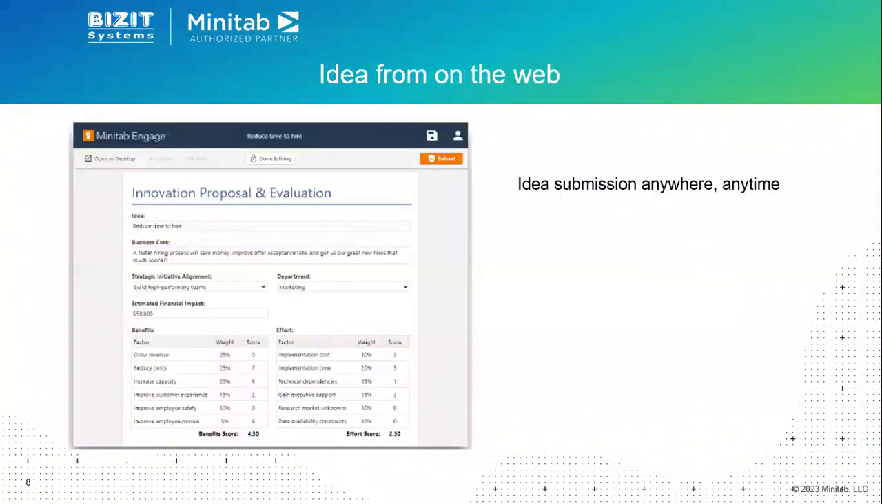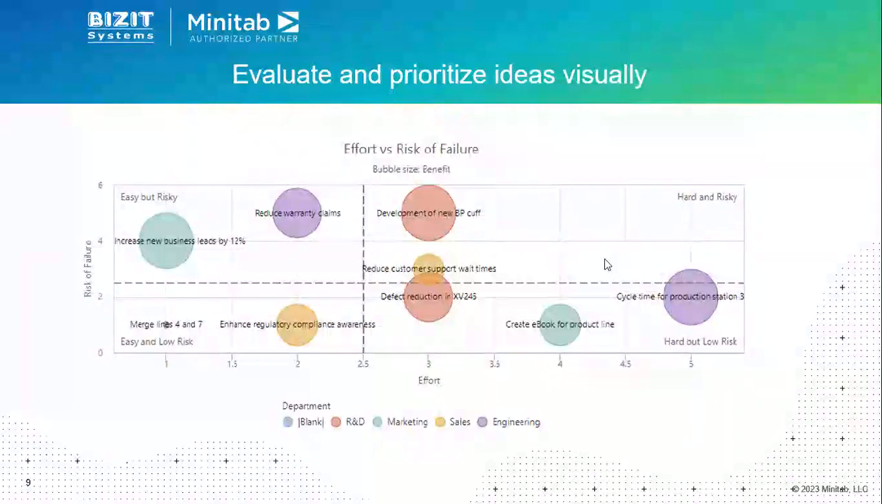So innovation starts with the idea. You can submit your idea from the web or from the desktop. I will show this after this. With these features, you can submit anywhere and anytime. And then after you submit the idea, of course, we need to review it. That is the evaluate and prioritize, idea visualize step.